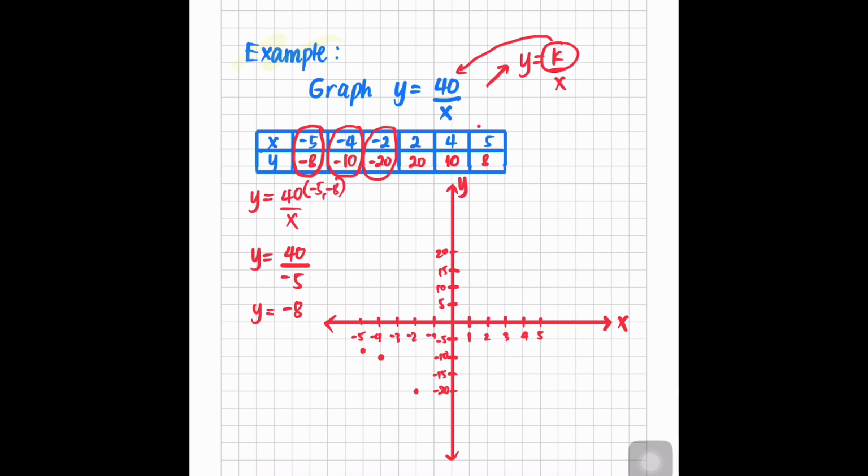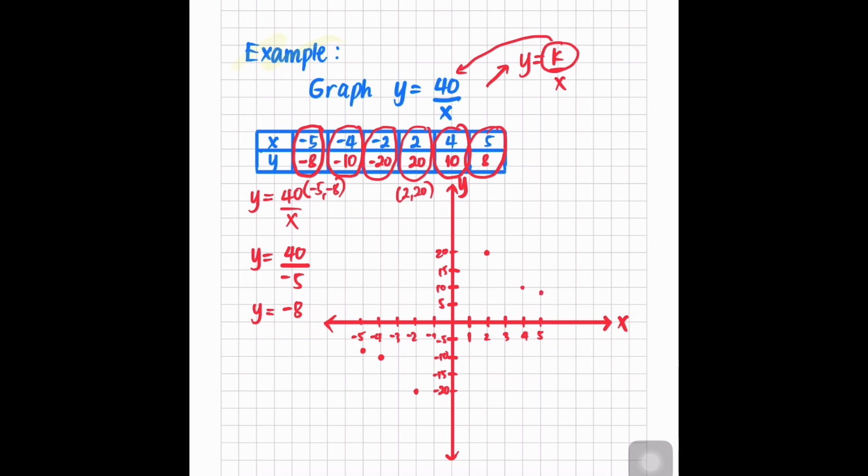And then we do the opposite. So we have these points right here in quadrant 3, and all the numbers right here will land in quadrant 1. The next point we have is 2, 20. So x is 2, y is 20, so it's here. Next, 4, 10 here. And 5, 8, somewhere here.